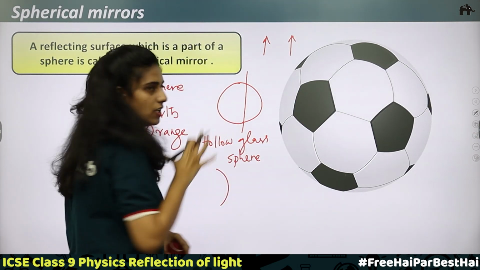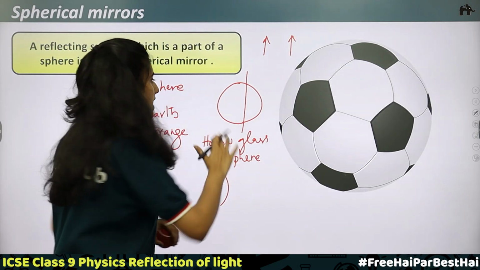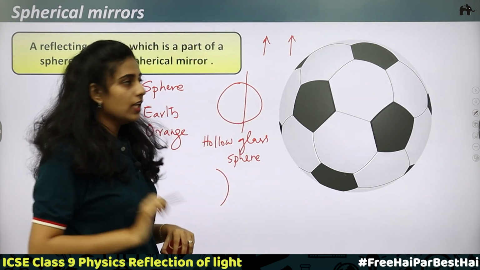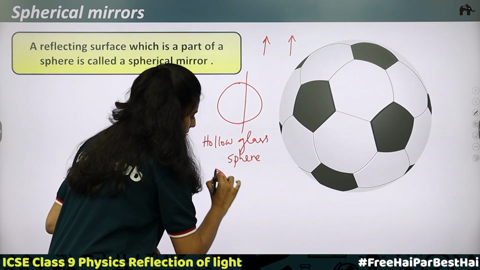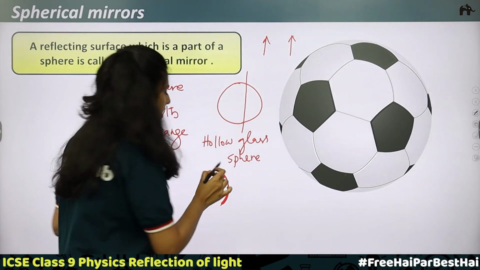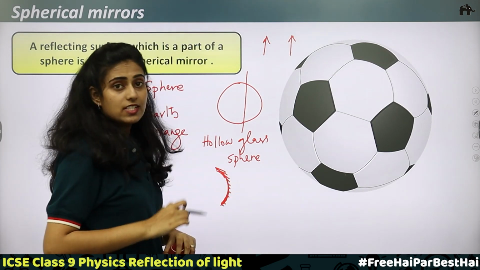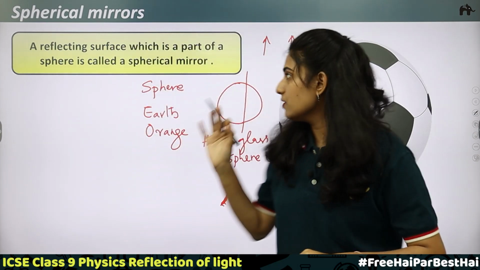What does hollow glass sphere mean? We have two types of sphere. One is a solid sphere and the other one is a hollow sphere. Inside it will be empty, nothing will be there. In a solid sphere, the inside will be filled. So this is a hollow sphere. When you cut, you will be getting this type of portion. In this portion, if the back side or the other side is silvered, we will be getting a spherical mirror. So, understood what a spherical mirror is?